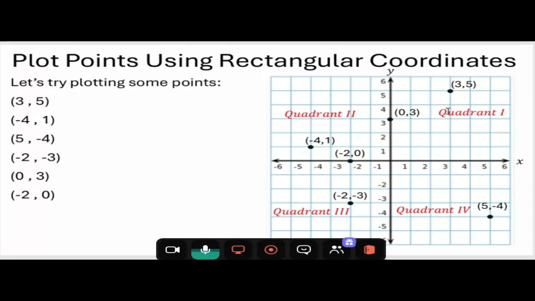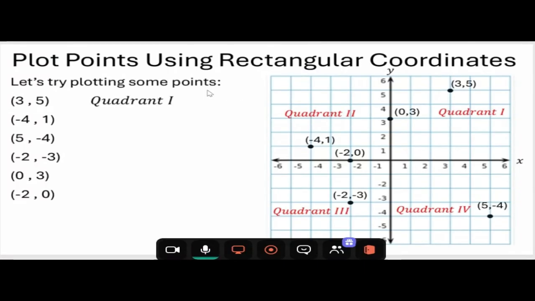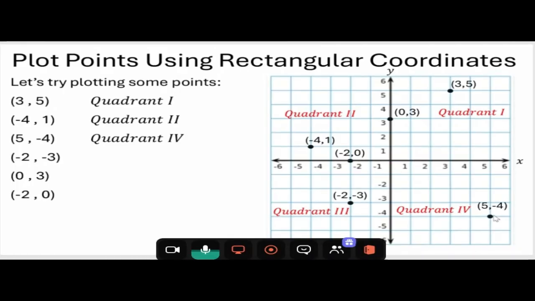(3, 5) we can see is in quadrant 1. (-4, 1) here we can see is in quadrant 2. (5, -4) down here we see is in quadrant 4. (-2, -3) is in quadrant 3. And then the last two aren't actually in a quadrant. (0, 3) is neither in quadrant 1 nor is it in quadrant 2. So we can't say what quadrant it is.